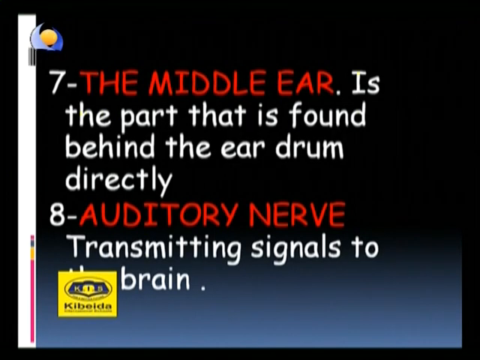Number eight, the auditory nerve transmits signals to the brain. The auditory nerve is one of the inner ear parts, and the signals of the sound are transmitted by the auditory nerve to the brain to be translated into different sounds. This is a person's sound, this is a cat's sound, and so on. This is about number eight.